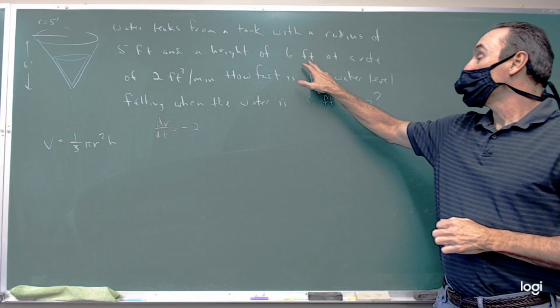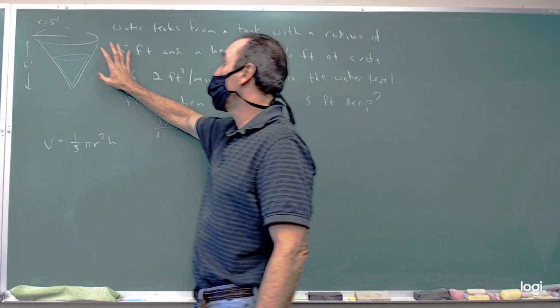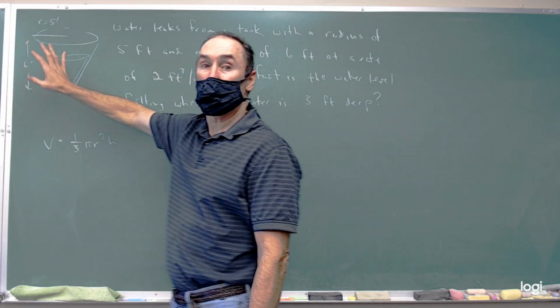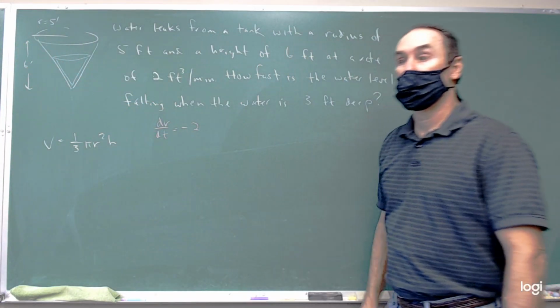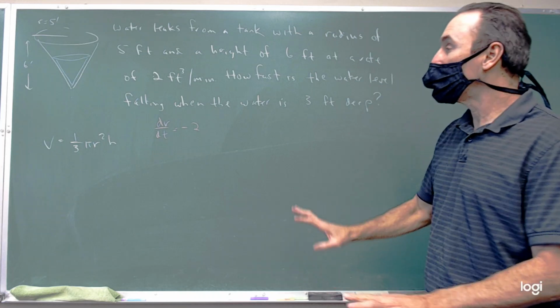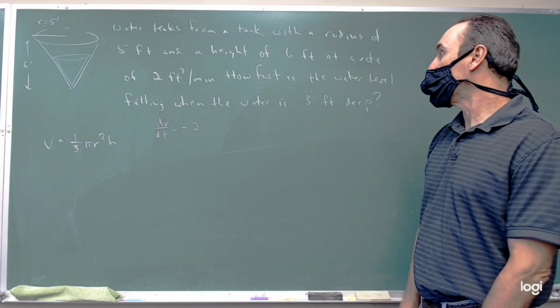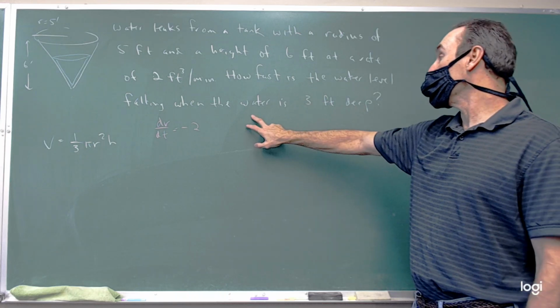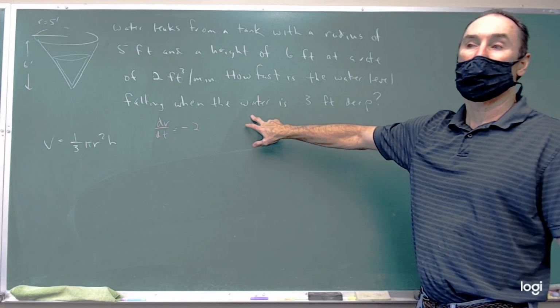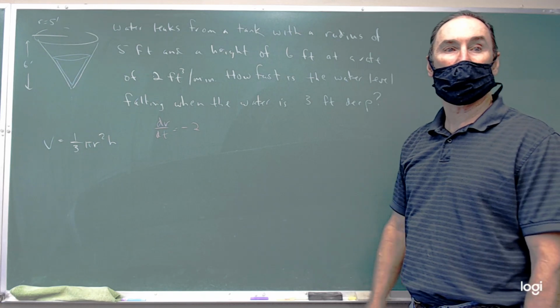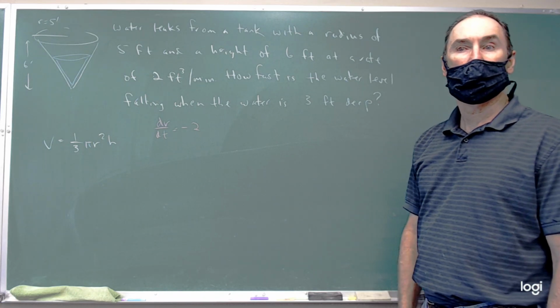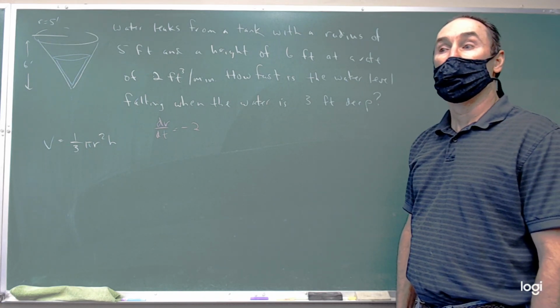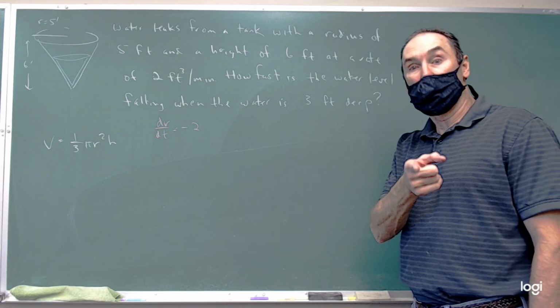Now the 5 and the 6 just give us the dimensions of the actual container. So those are not changing, those are fixed. We're going to use that, but not directly. Now we're asked, how fast is the water level falling? So what is that asking us to find in the language of calculus? The derivative of the volume? Not the change in height? It's the height, yeah.